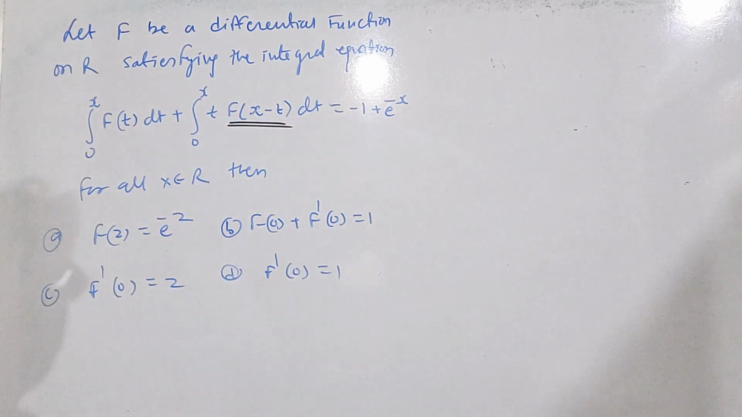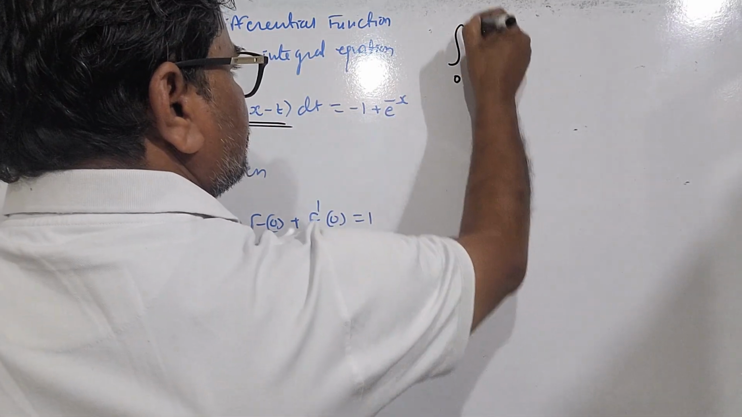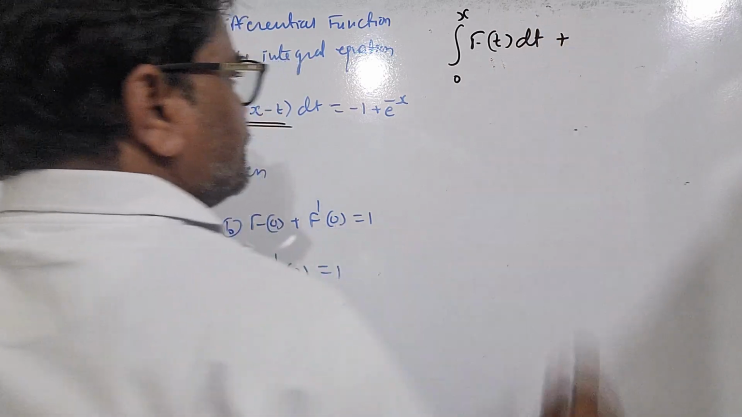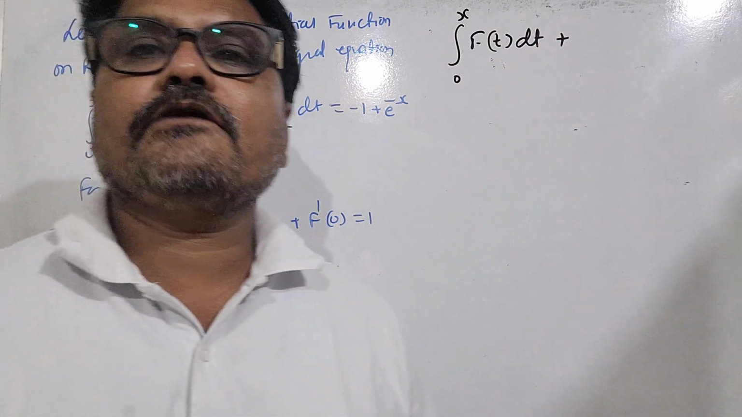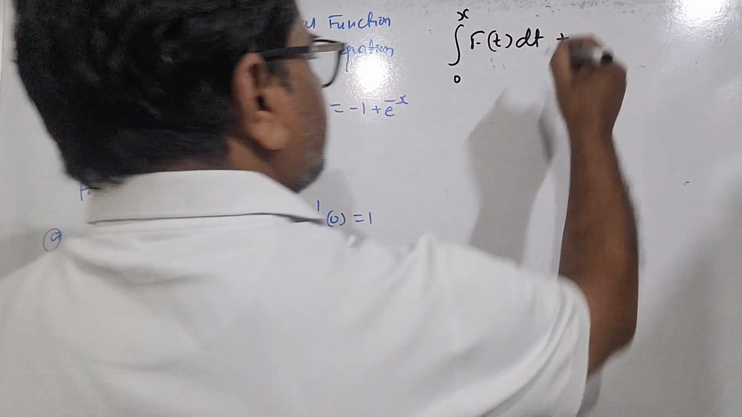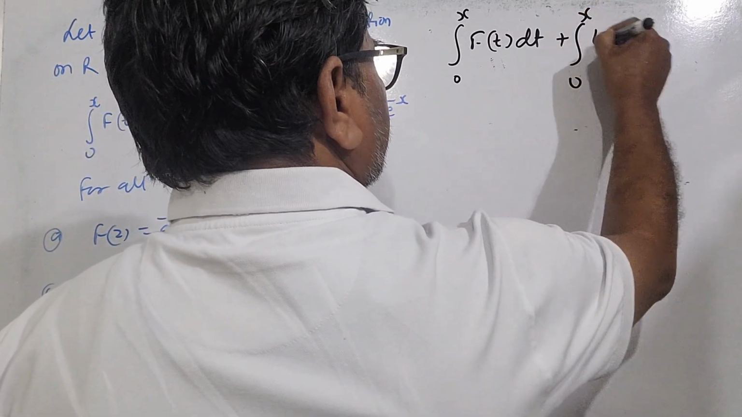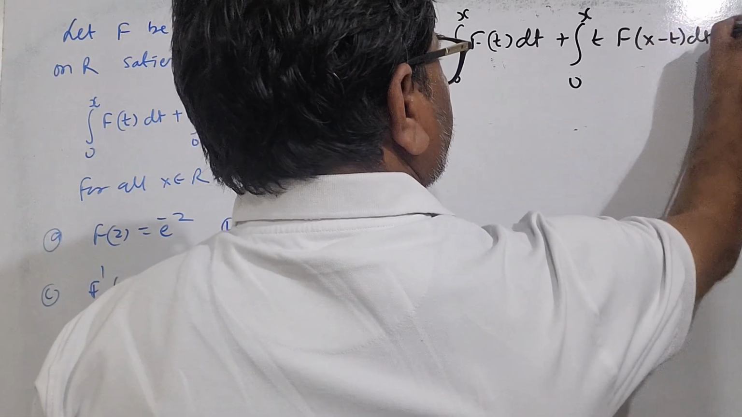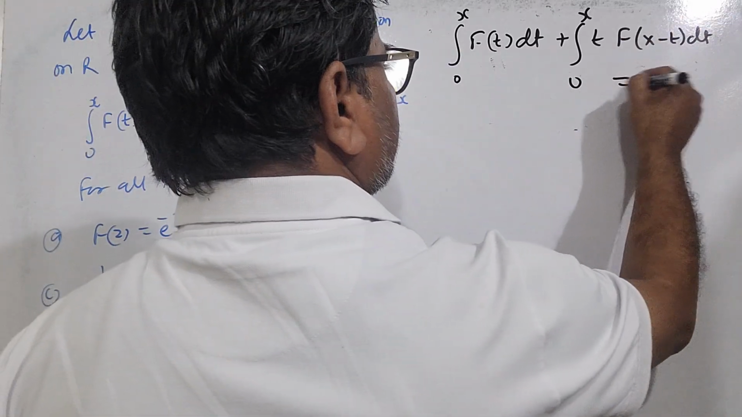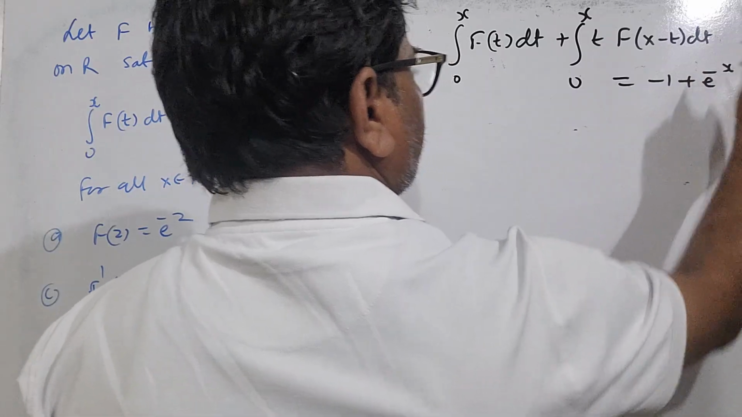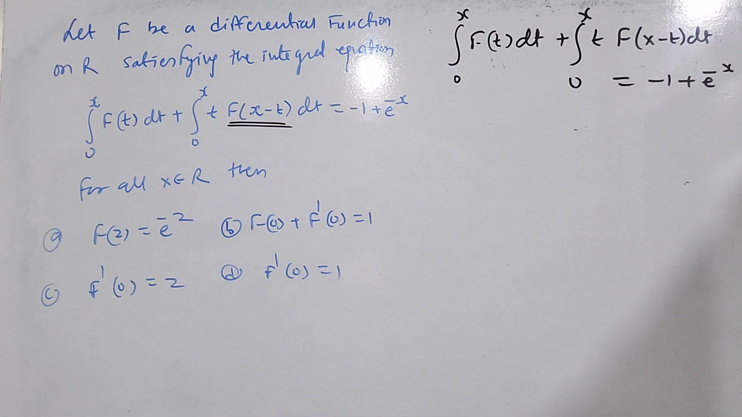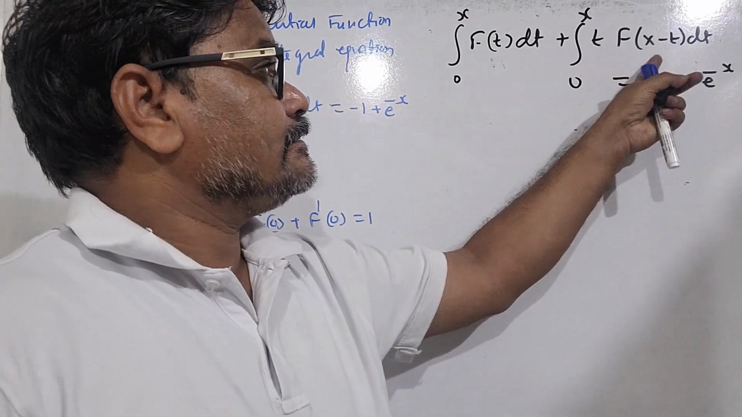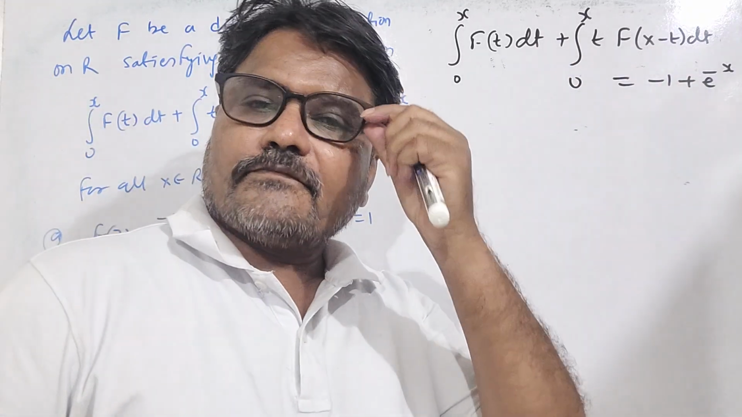Now see, the first one is the integral from 0 to x of f(t) dt. I can apply the Leibniz formula over here. But the second one is the integral from 0 to x of t into f of (x minus t) dt. Here I cannot apply the Leibniz formula, and that is equal to minus 1 plus e to the power minus x. So how can I convert it into f(t)? I can apply the King rule.